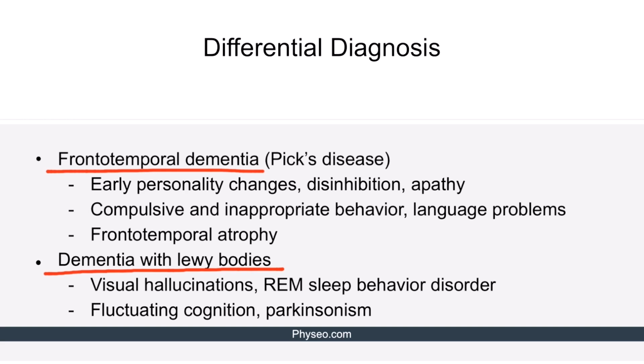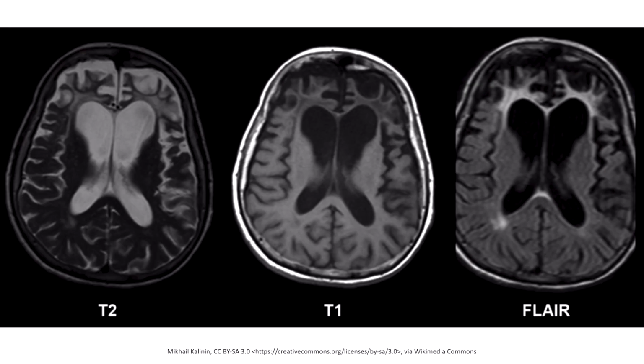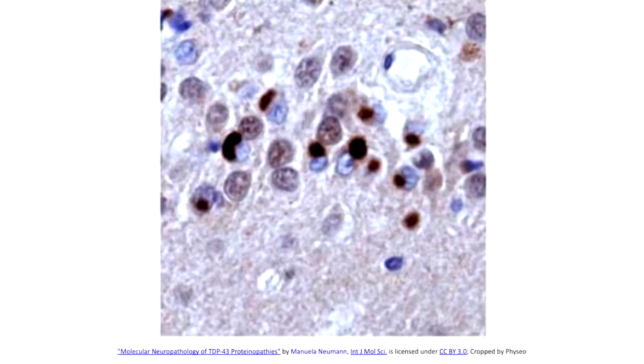Now, let's again look at various findings in patients with Pick's disease and dementia with Lewy bodies. These MRI images depict atrophied frontal and temporal lobes, which is a finding typical in Pick's disease, which is also known as frontotemporal dementia. This next image illustrates the Pick bodies, which can be seen on pathologic exam postmortem. Notice these round cytoplasmic inclusions of hyperphosphorylated tau protein.